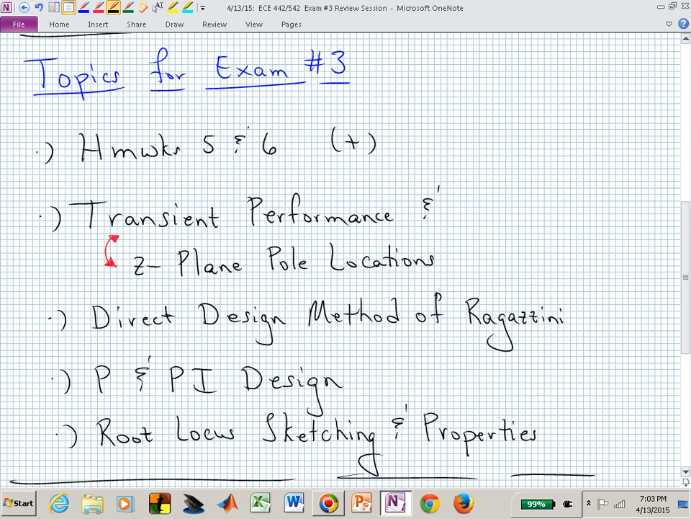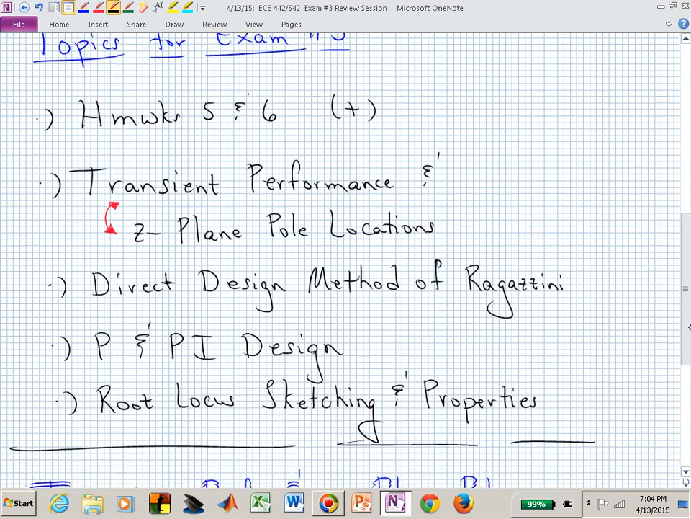with T sub C of z from our design formula to obtain the controller. The other control strategies that we've looked at are proportional and proportional integral design, and how you sketch root loci for those kinds of controllers, P and PI. And that's the bottom section, root locus sketching and properties.